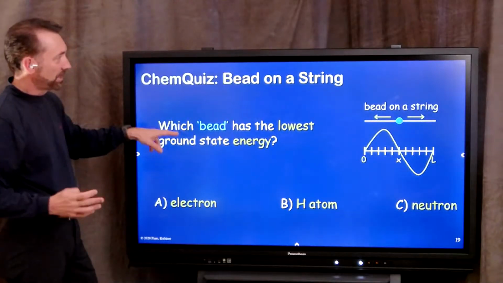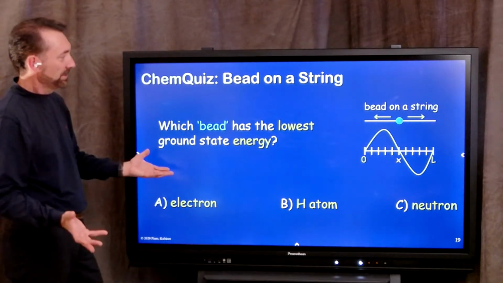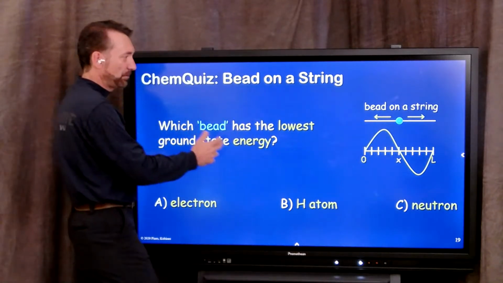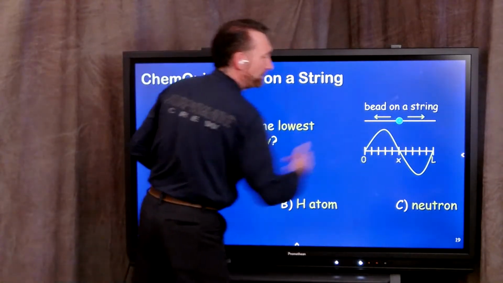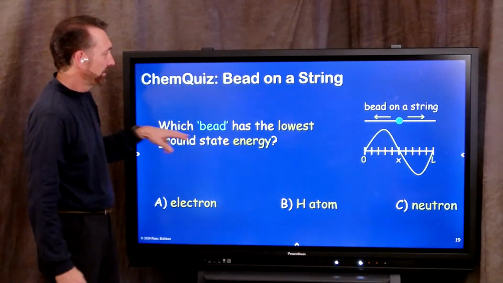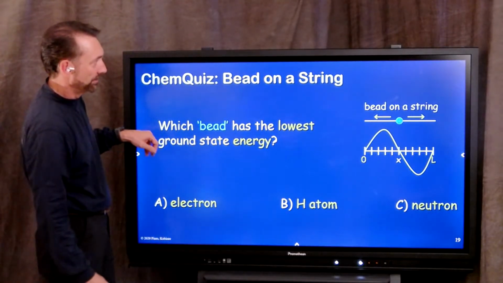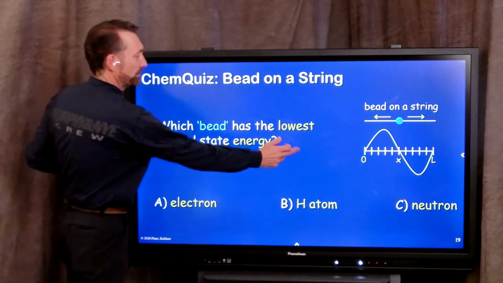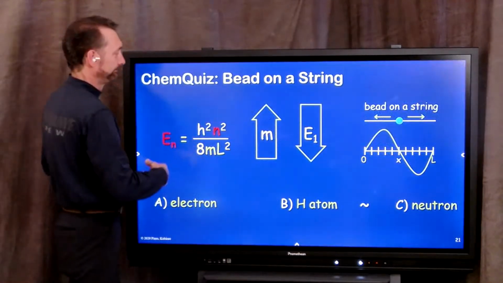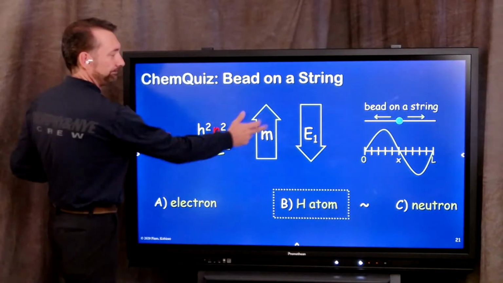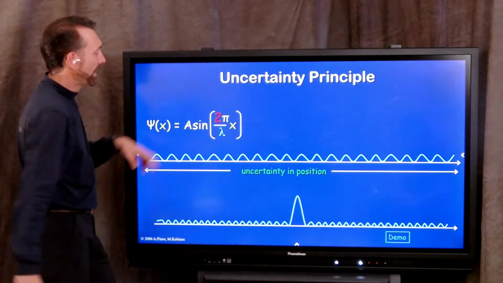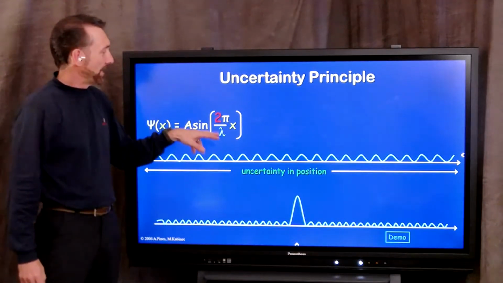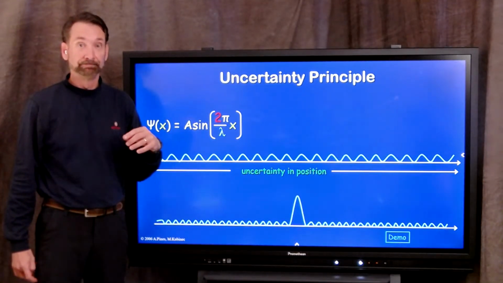Let's do this one just quickly. So which bead on a string has the lowest energy? Let's not do that one, because I haven't shown you that yet. Let's go to another property of waves.